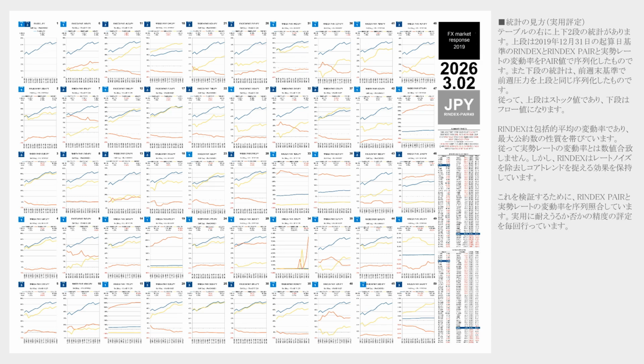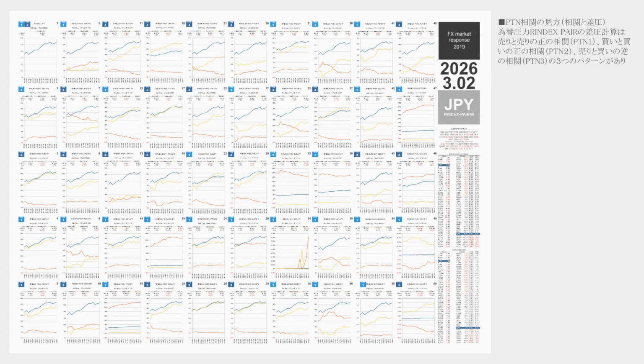RINDEX is a comprehensive average volatility rate and has the greatest common denominator property. Therefore, it does not numerically match the volatility rate of market rates. However, RINDEX is effective in removing rate noise and capturing core trends. To verify this, the volatility rates of RINDEX pair and market rates are ranked. We evaluate the accuracy of each statistic to determine whether it is suitable for practical use.